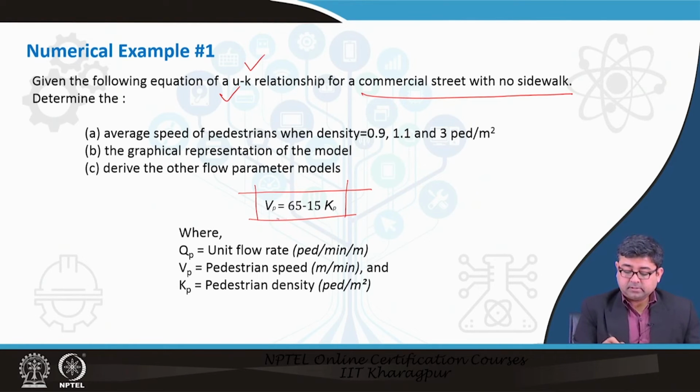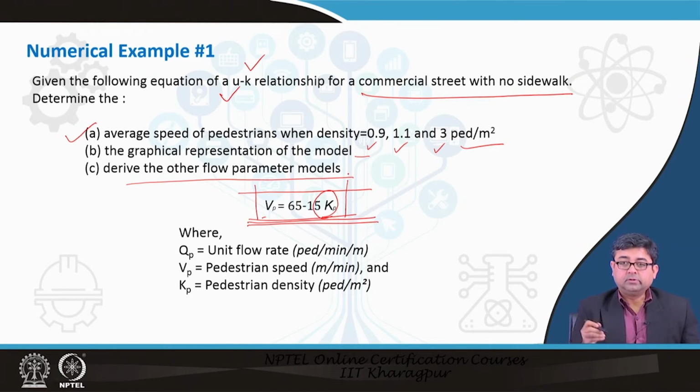So, speed has a relationship with pedestrian density. We have shown you the curves. This is the relationship. Now, the question asked is: what is the average speed of pedestrians when the densities are 0.9, 1.1, and 3 pedestrians per meter square? We need the graphical representation of this model, and to derive the other flow parameter models. You know that the other flow parameters, besides speed and density, are flow. So, how do you derive that?